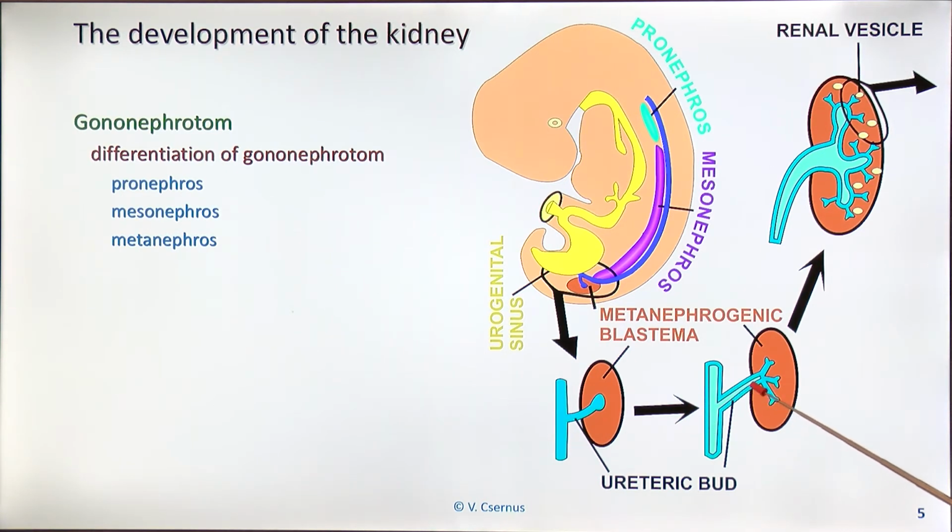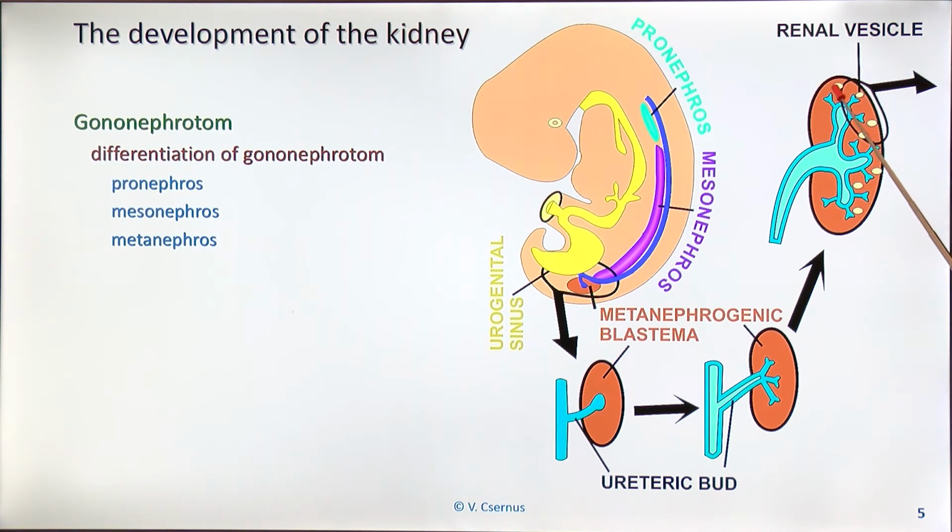At the next step, this ureteric bud gives off branches, a very rich branch system, a total of 1.5 million branches, as many as the glomeruli we have. Meanwhile, and this is a key word if you want to pass the exam, the renal vesicles are formed from the mesenchyme.